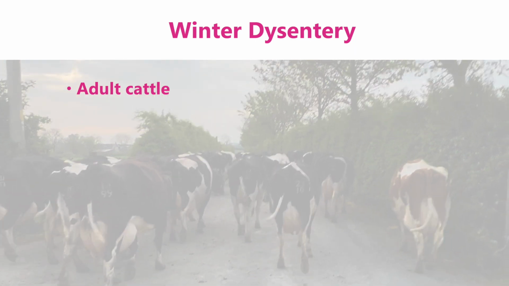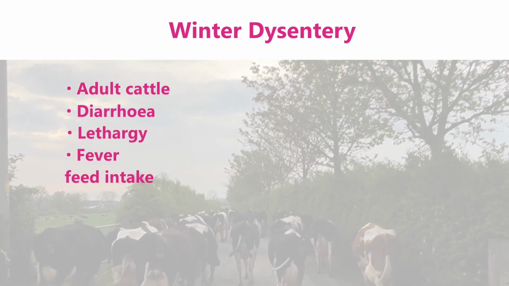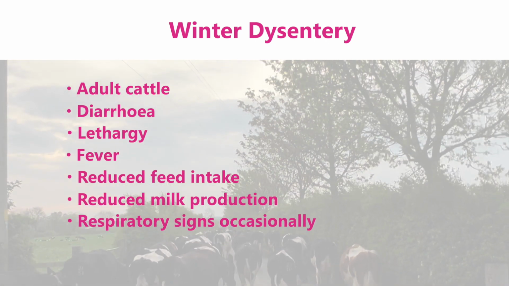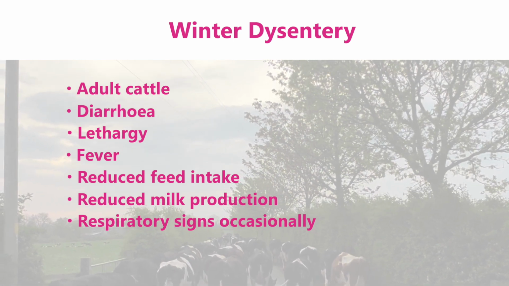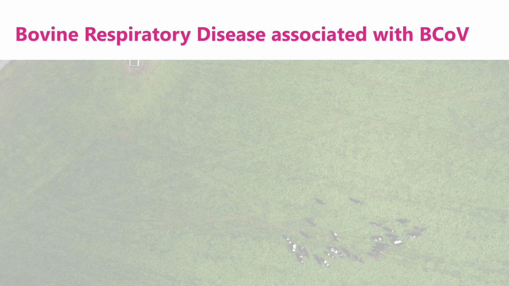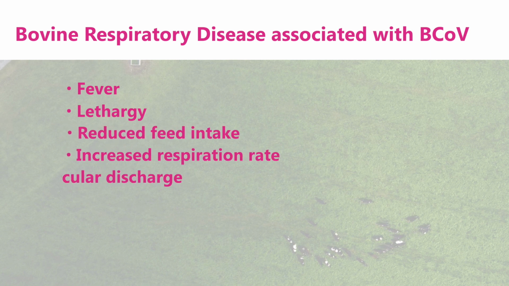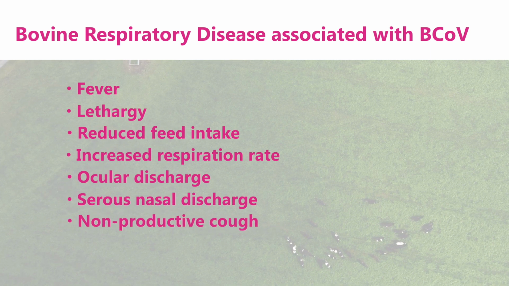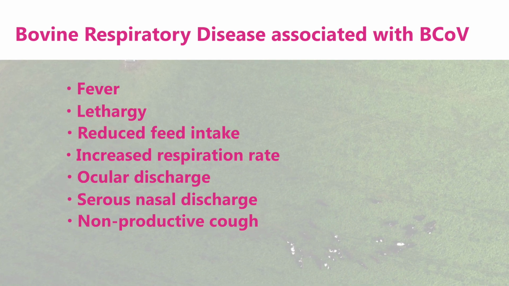Cows typically present with a diarrhea with or without blood, lethargy, fever, reduced feed intake, reduction in milk, and occasionally respiratory signs such as a cough and ocular nasal discharge. The clinical signs we see in cattle with bovine respiratory disease associated with bovine coronavirus are fever, lethargy, reduced feed intake, increased respiration rate, an ocular discharge, serous nasal discharge, and a non-productive cough.